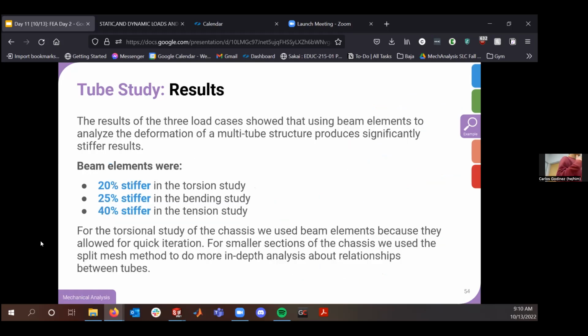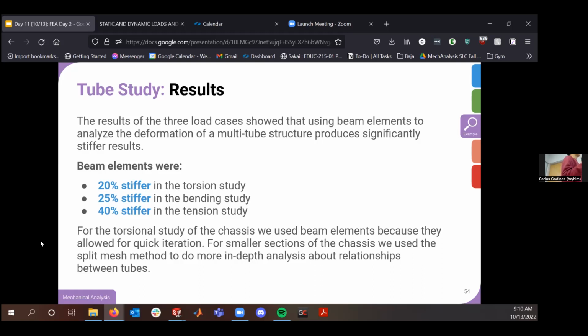So the bottom line is that we found that beam elements are 20% stiffer in torsion, 25% stiffer in bending, and 40% stiffer in tension when compared to actual quadrilateral elements. So that gives you a really different perspective when I look at this analysis and interpret what is safe. It is kind of drastic when I try to choose one versus the other.